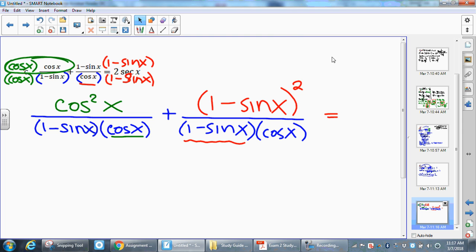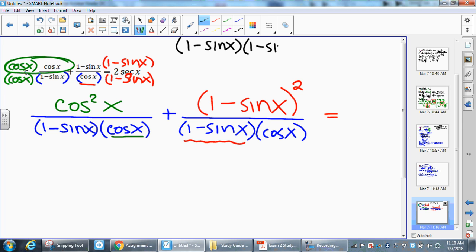Okay, so once we have 1 minus sine x multiplied by 1 minus sine x, it will be 1 minus the product of 1 times negative sine x, and then we double it. I actually forgot to do that during my first period class. So negative 2 sine x. And then we square this one, so that would be plus sine squared.